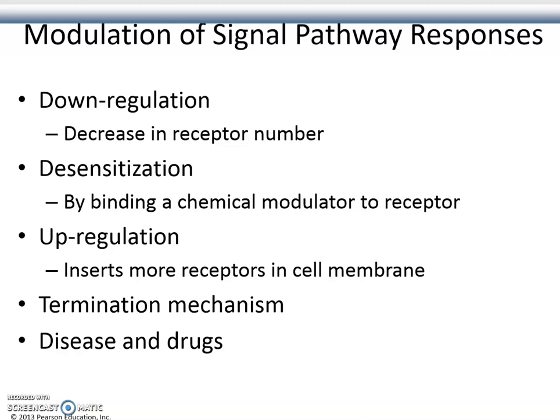So you can bind, for example, a chemical modulator to a receptor, or multiple stimulation will cause the downregulation of receptors, and that makes you less sensitive to something. The opposite would be upregulation. In upregulation, you have more receptors that are on the cell surface, and now the smallest amount of signaling molecules will just cause a huge response. So that means you're more sensitive to a certain signaling molecule.